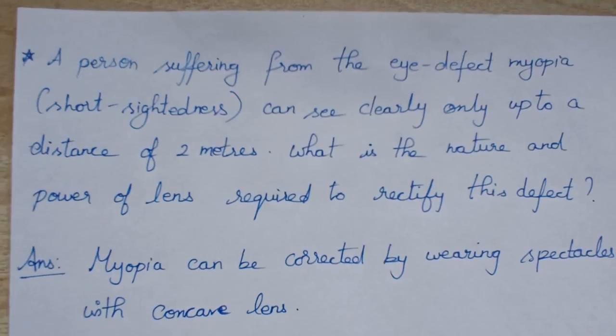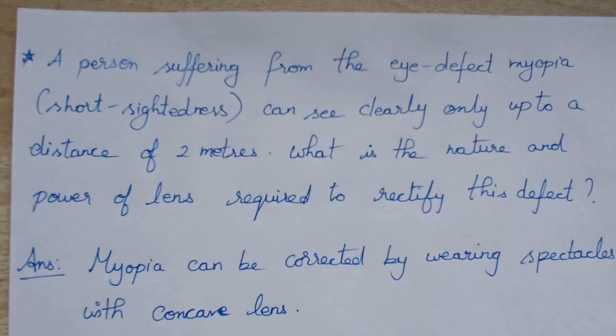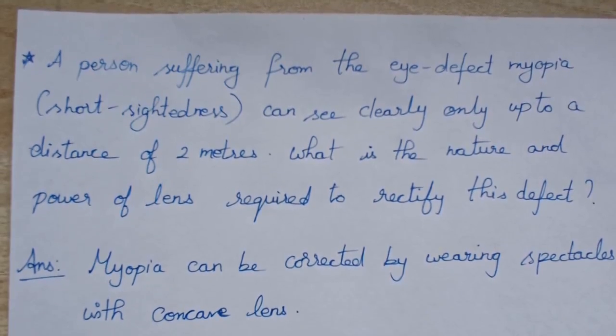Hi dear. So last class we have seen the defects of vision and their correction. You know that myopia can be corrected by a concave lens, and hypermetropia can be corrected by using a convex lens. Presbyopia can be corrected by a bifocal lens, with a concave lens at the upper part of the spectacles and a convex lens at the bottom for nearer vision. The upper part helps in distance vision.